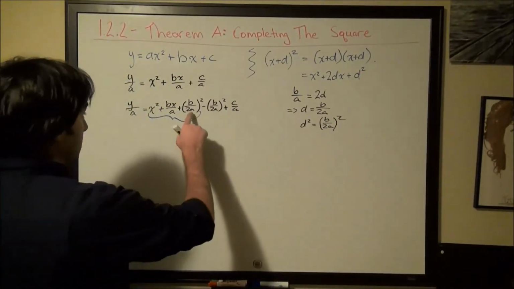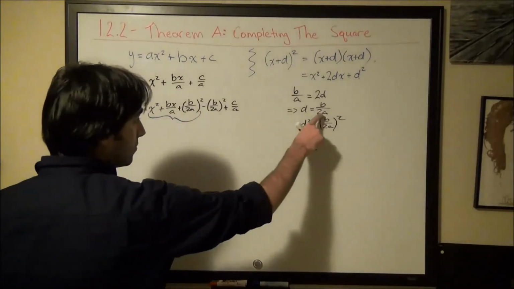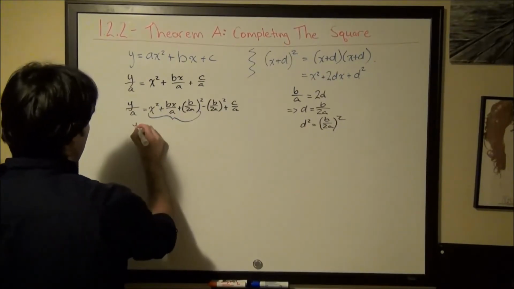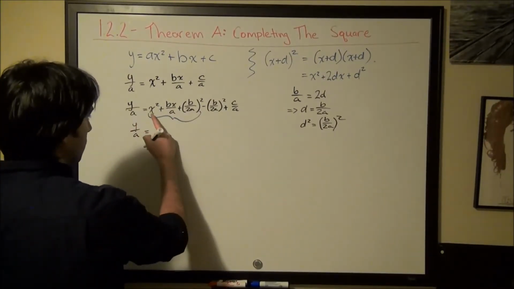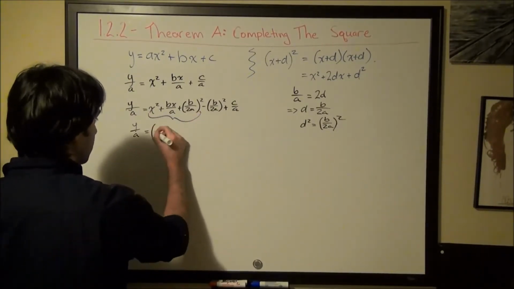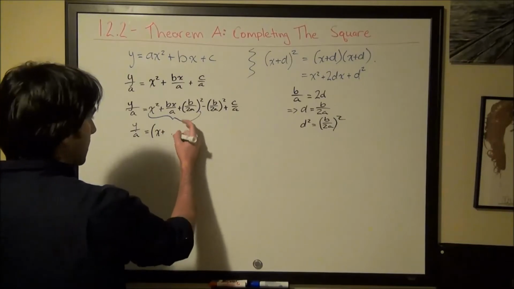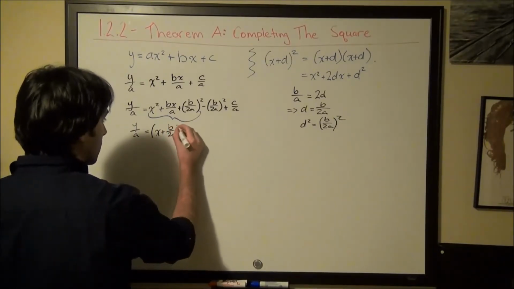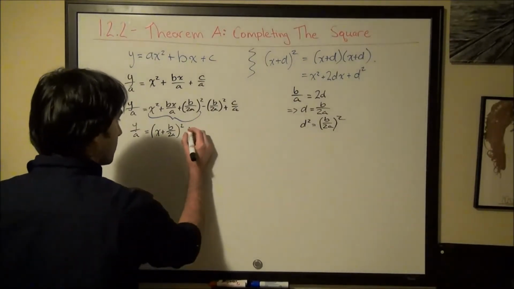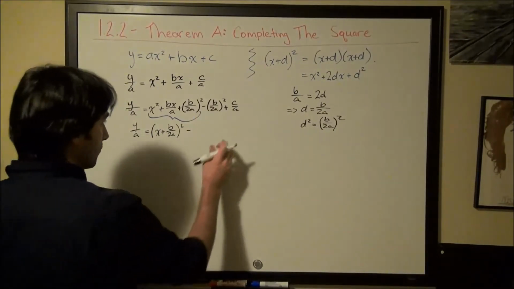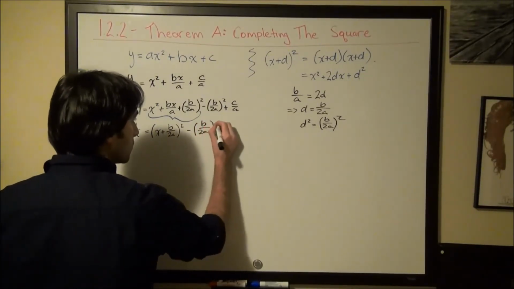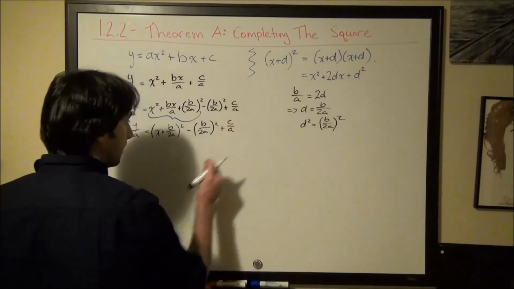So if b over 2a is d, then we know right away that y over a is going to equal, this entire thing will be x plus d squared, but d is b over 2a. And we have completed the square for this chunk, but we're left with a term (b over 2a) squared plus c over a.